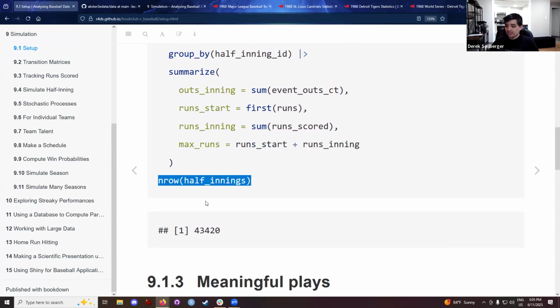For my curiosity, I added this line here to note that at this point, we have over 40,000 observations in our data set. That is half innings from the 2016 season.